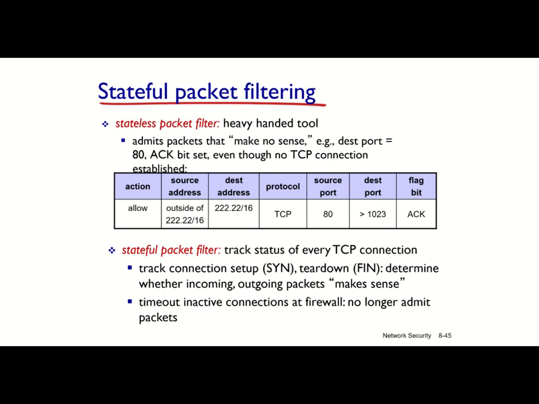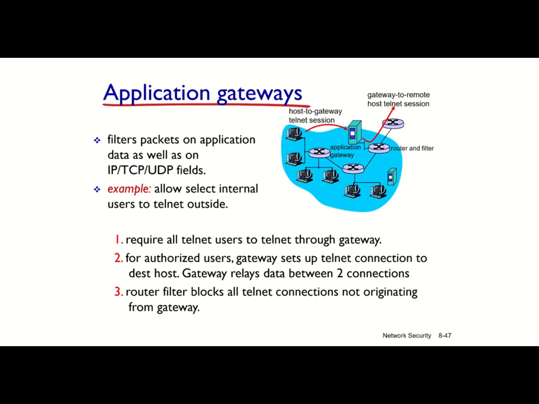The third type of firewalls are application gateways, which filter packets on application data as well as on IP and TCP/UDP fields. So if you remember, the other two types of firewalls didn't look into the application data, but this one not only cares about the IP, TCP, UDP sections and fields, it also looks into the application data.